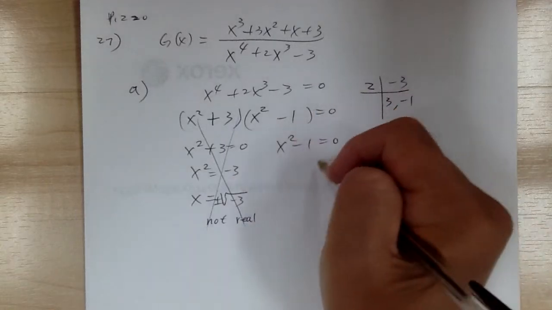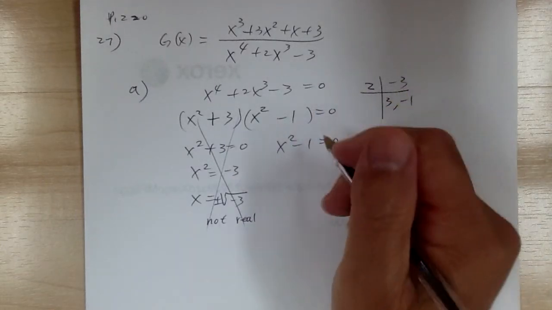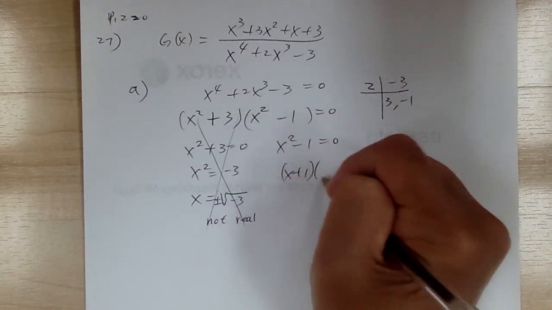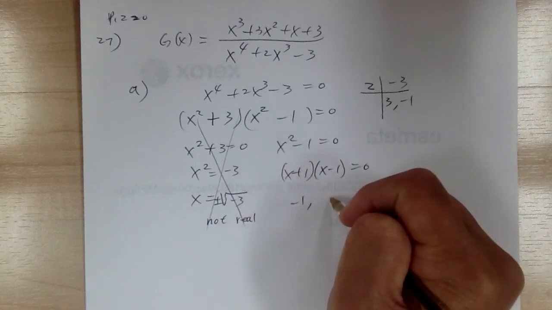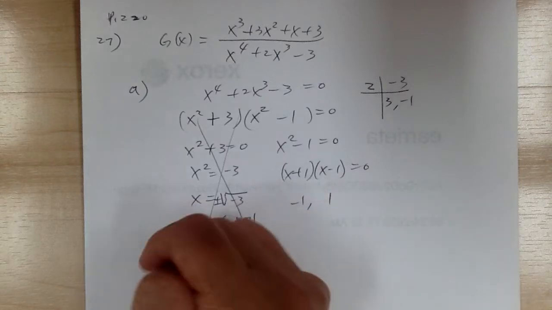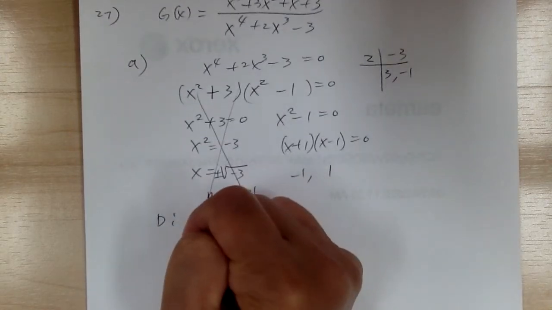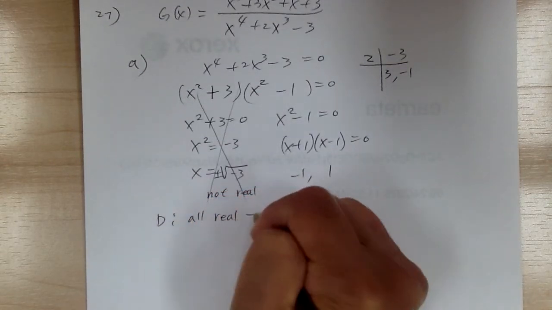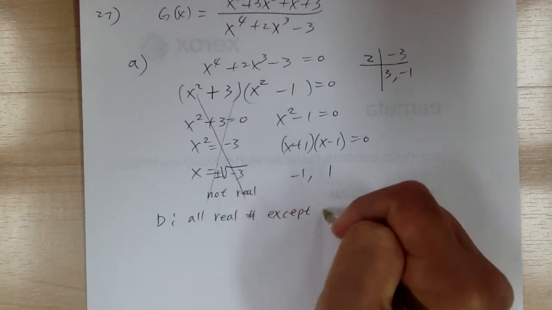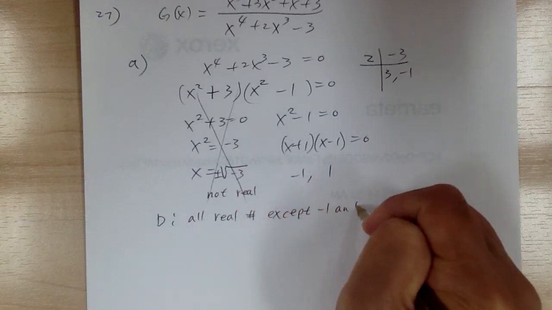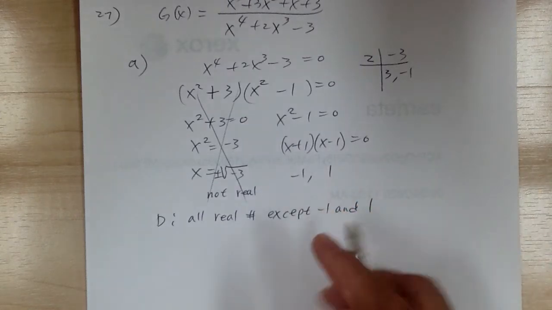Over here, again, you can do the factoring. So x plus 1, x minus 1. So you're going to get negative 1 and positive 1. So your domain would be all real numbers except negative 1 and 1.